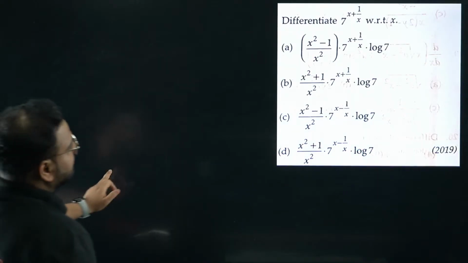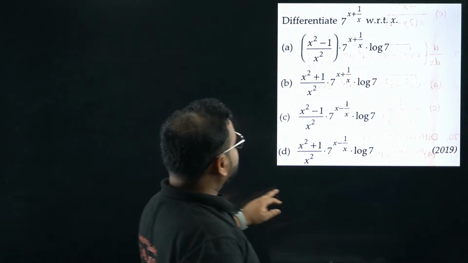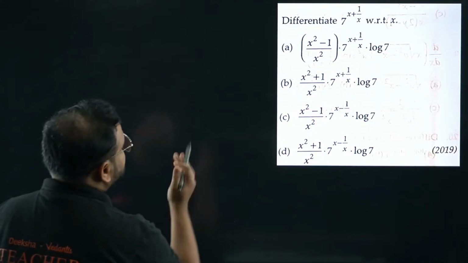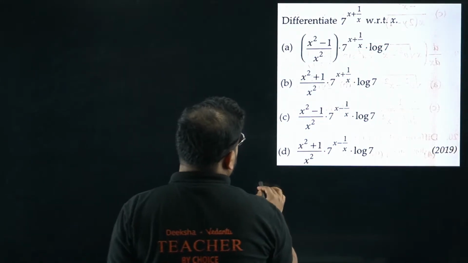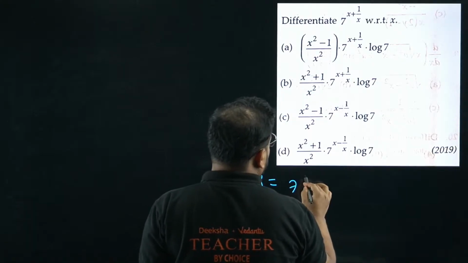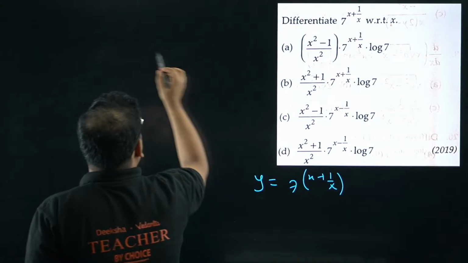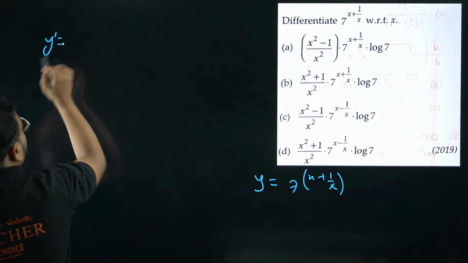Okay, done. I think this is the last question, right? We have the last question for this today. Then I can take your last doubts. Differentiate this function y equal to 7 power x plus 1 by x. Derivative of this we are looking for. Differentiate. We'll have y dash equals to, please check.